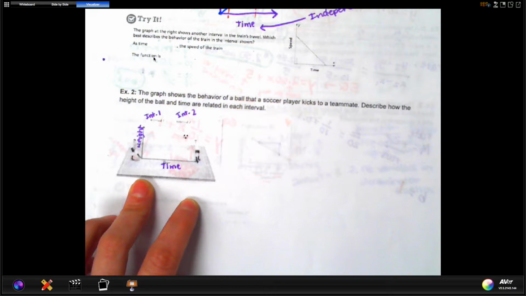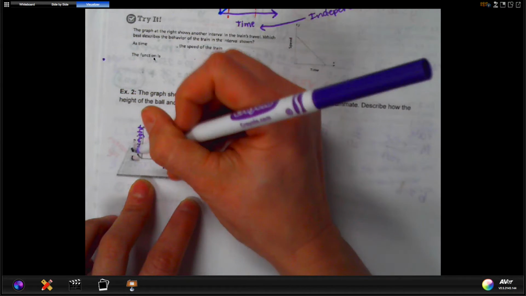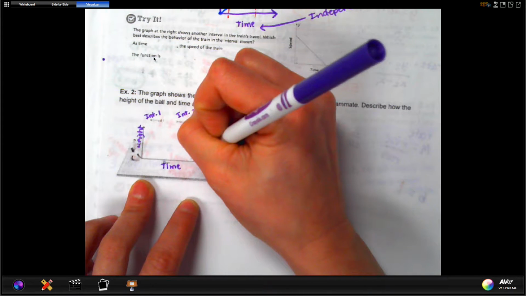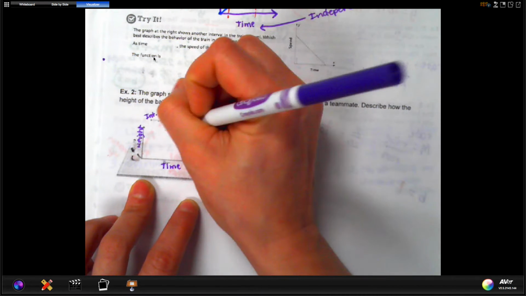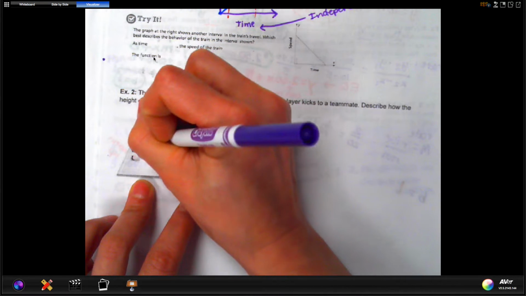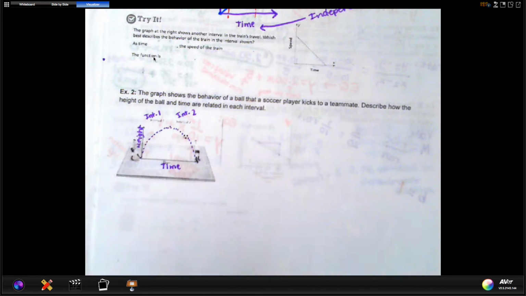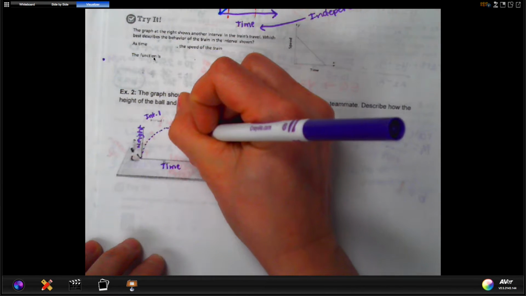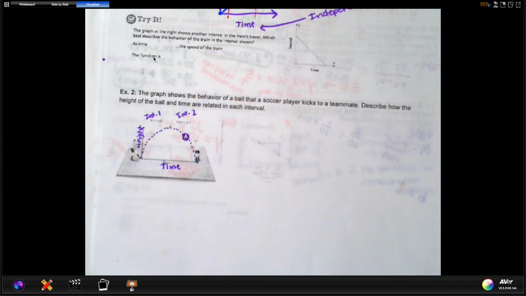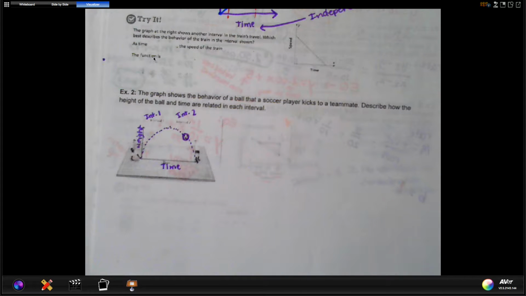So what it's showing here is this guy is kicking the soccer ball over to this guy right there, and it's making this rainbow shape. This is the soccer ball right here. If you can't see it, there's the ball. We want to describe how the height of the ball and the time are related in each interval.